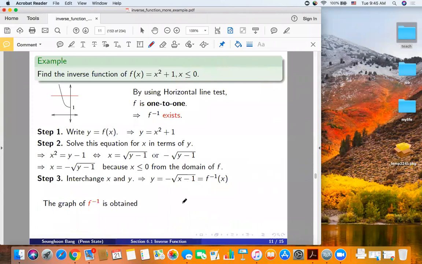The next tip: the graph of the inverse function is obtained by reflecting the graph of f about y equals x. So you can draw y equals x here. Next, reflect the graph of f about y equals x. This is like one, like this, reflect. So we have it. This function is the inverse function. This function is exactly the same as negative square root of x minus 1. So we have it. This is the whole idea.